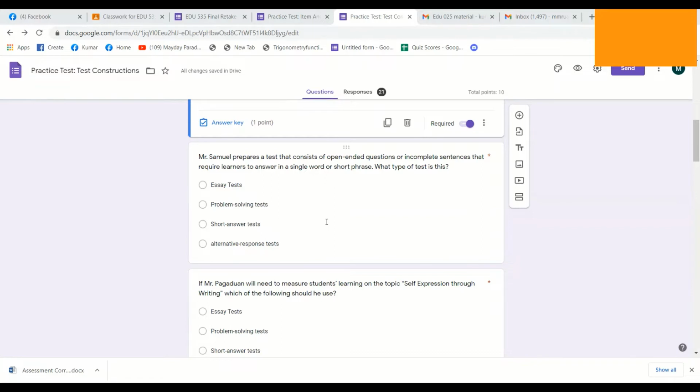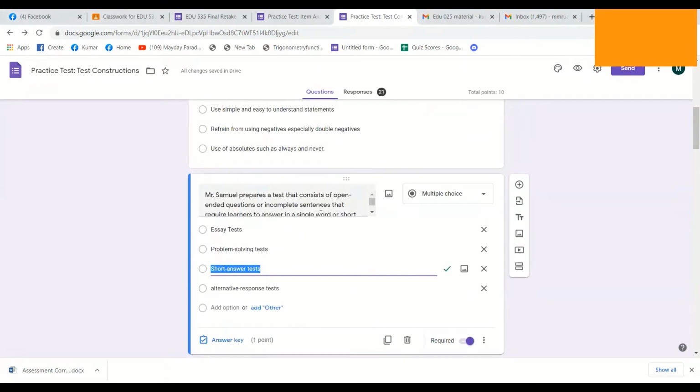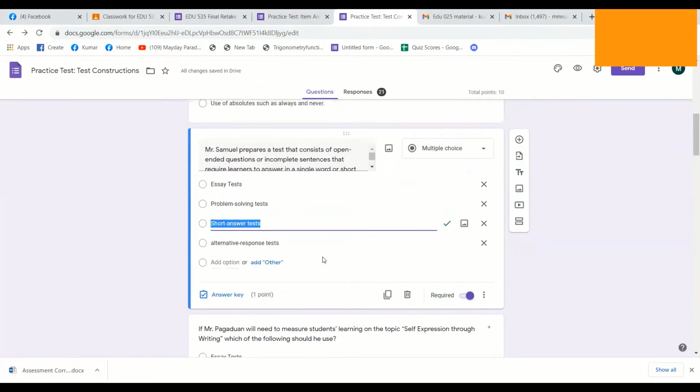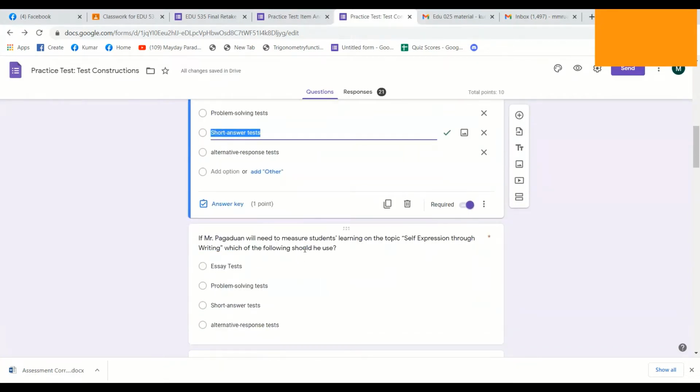So, what is the keyword here? To answer in a single word or short phrase. So that would mean short answer test. It's a short answer test. Essay test is where you're going to construct something. But when you're going to supply a word or a short phrase, that is short answer, or supply test.